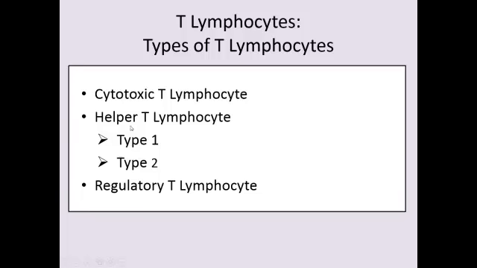Then we also have helper T lymphocytes. They go around helping other T cells and B cells and macrophages. There are the ones that we're going to talk about in this class. There's type 1, which goes through and helps macrophages function better. So they will attach to macrophages that have swallowed down as many bacteria as they can.